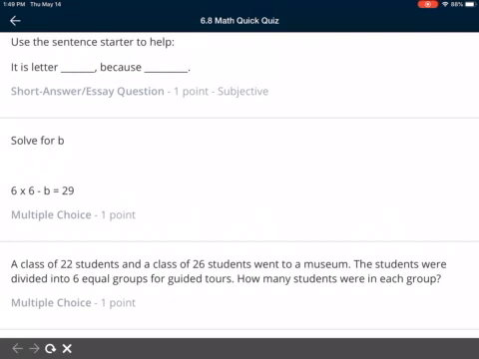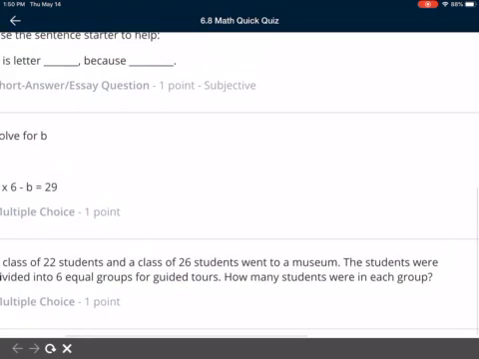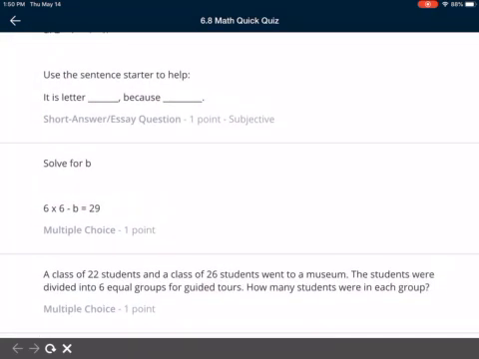You always just think, okay, what do I need to do for this kind of problem? I don't want to give away too much, but think about what you need to do with the students so you can get to that last step of how many students were in each group. Okay, have fun solving and show off.